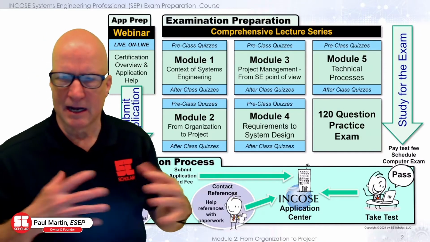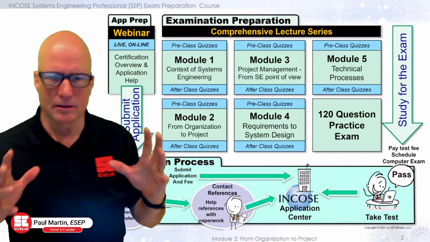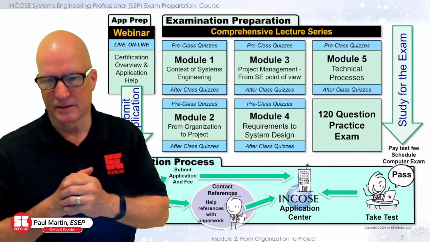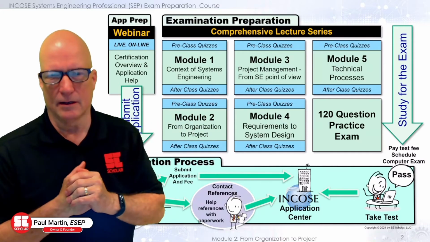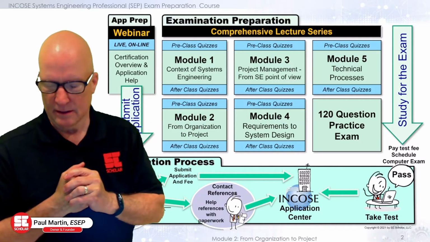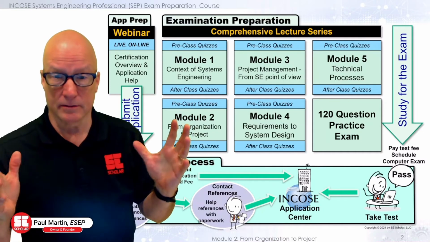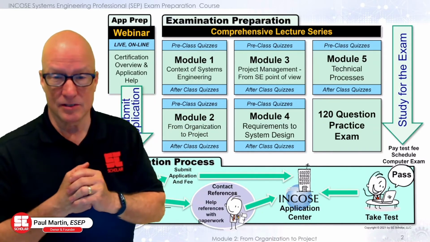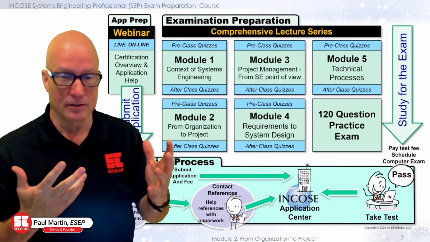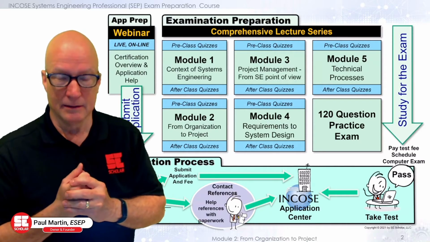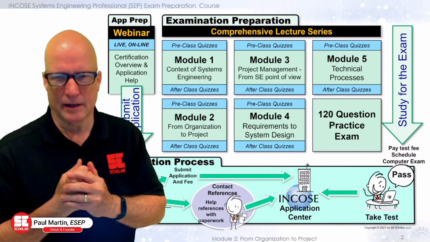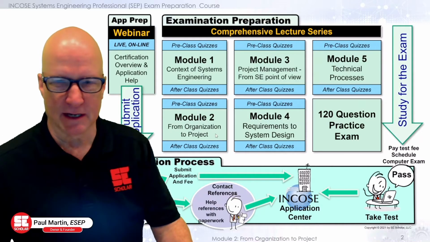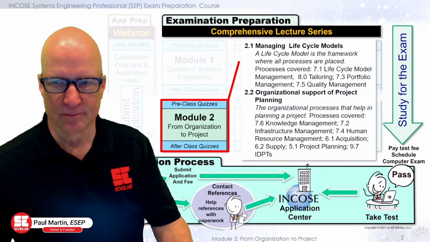Yesterday, we did context of system engineering. We talked about what a system is. We went through all the definitions that we find in the handbook. And then we also went into what system engineering was all about, what kind of value it brought in. A lot of stuff dealing with context of system engineering. So we'll get started with module 2.